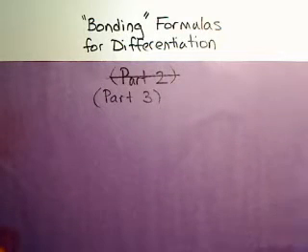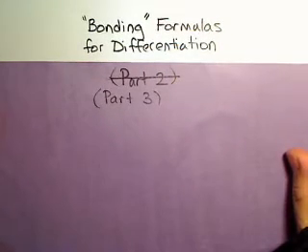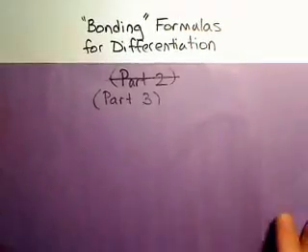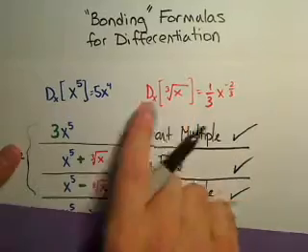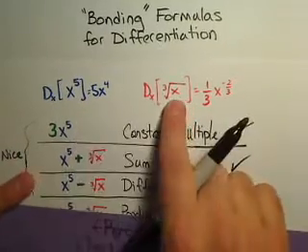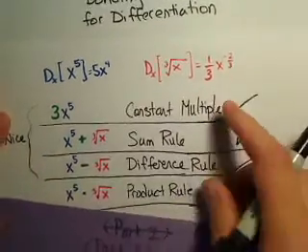All right, one last video with bonding formulas for differentiation. This is now part 3. Part 1, so the idea is we look at these two derivatives. Derivative of x to the fifth is this. Derivative of cube root of x is this.